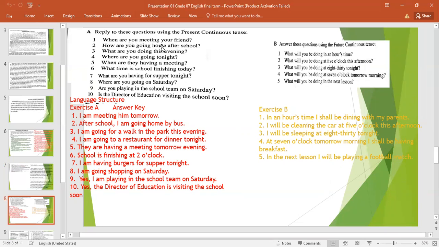When are you meeting your friend? I'm meeting him tomorrow, using the present continuous tense. Number two, how are you going home after school? After school, I'm going home by bus. I'm going home by bus, used here in the present continuous tense.